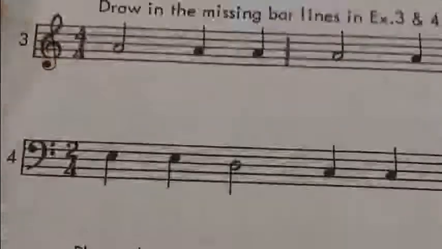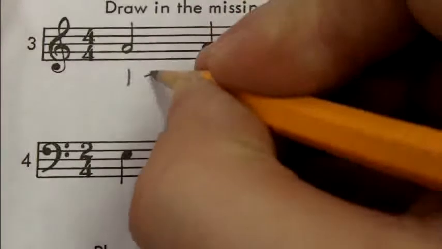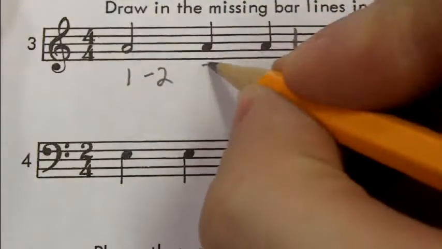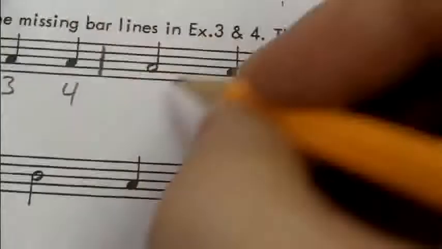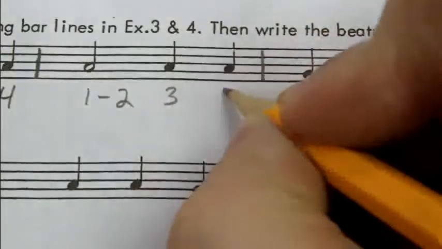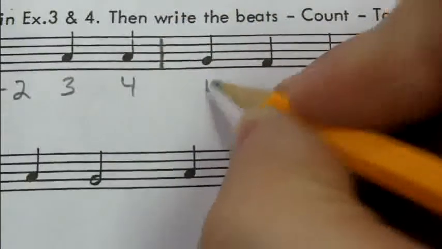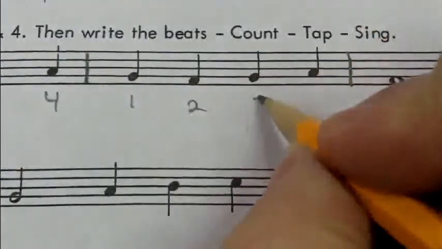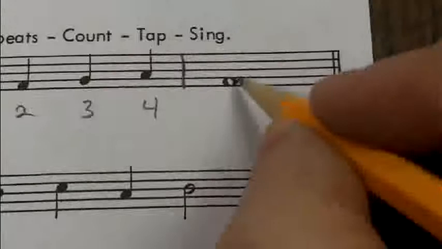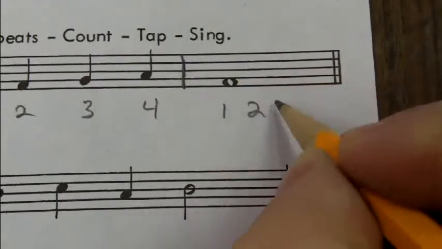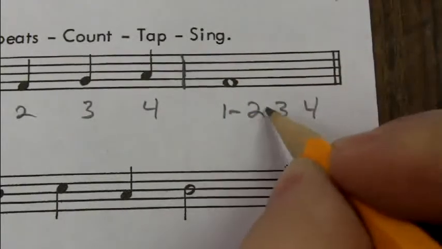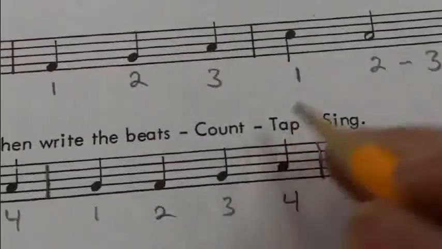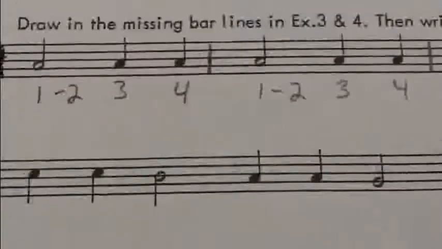And now we're going to write the beats. This gets 2 with a dash, and then 3 and 4. And then this takes up 1, 2, 3, 4. Then we have to do the same thing here, only we connect them all with a dash, because it is longer than a beat. And then I'm going to allow you to count, tap, and sing if you want.